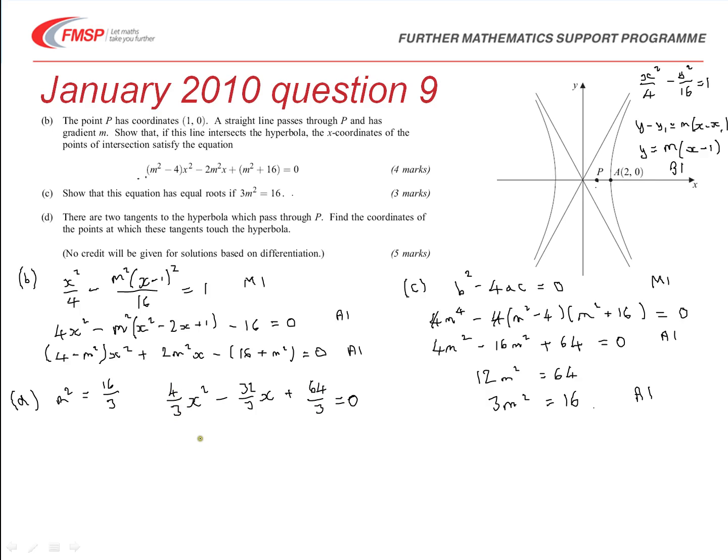If we now multiply by 3, divide by 4, that gives us the equation x squared minus 8x plus 16 equals 0. And so if we solve this equation, we can see that this will factorise into x minus 4 all squared equals 0. So that tells us that x must equal 4.